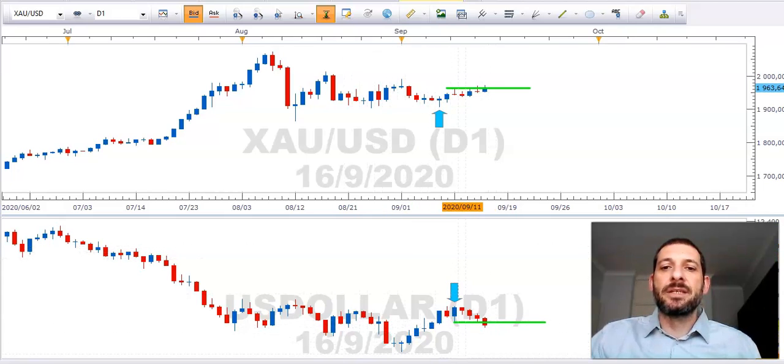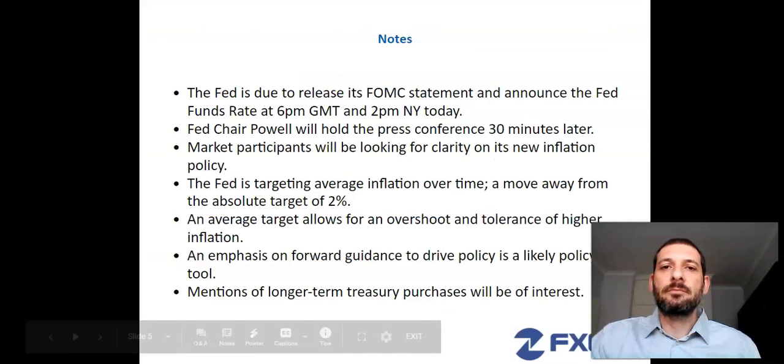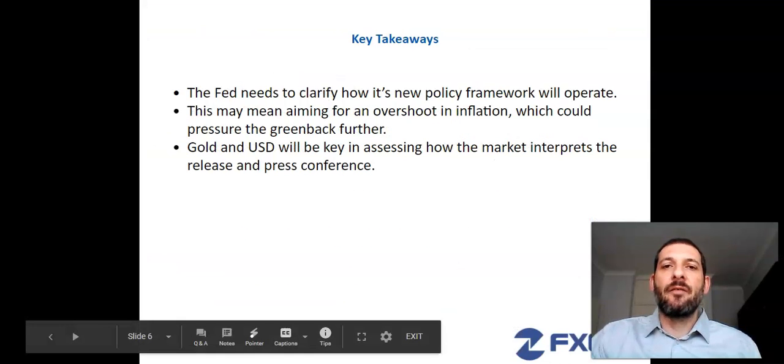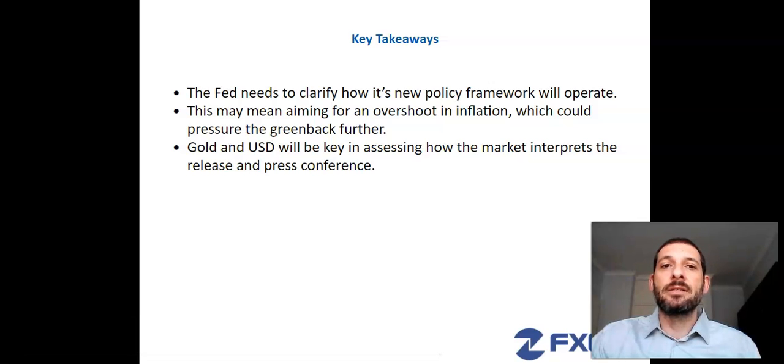Let's end off with some key takeaways. The Fed needs to clarify how its new policy framework will operate. This may mean that it aims to overshoot in inflation so that it meets its average target, and this could pressure the greenback further. Gold and the US dollar will be key in assessing how the market interprets the release and press conference.